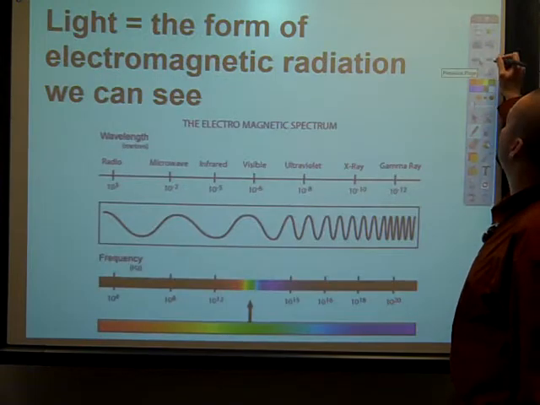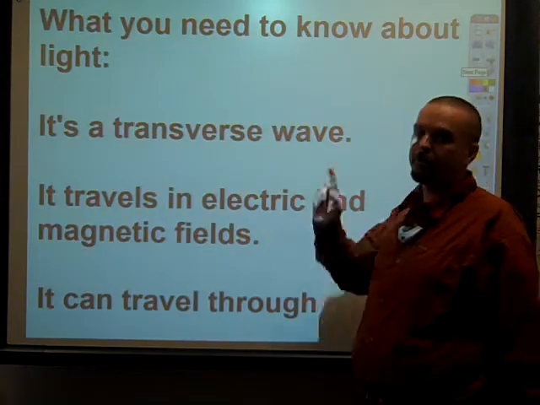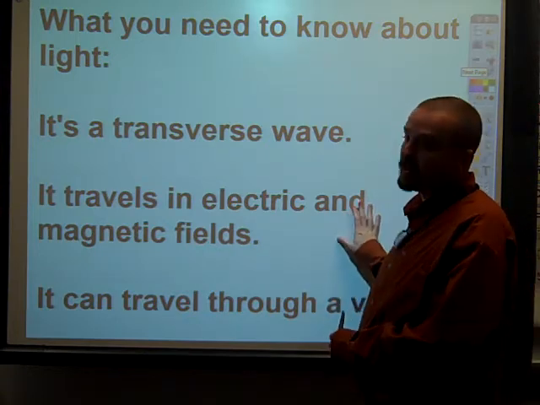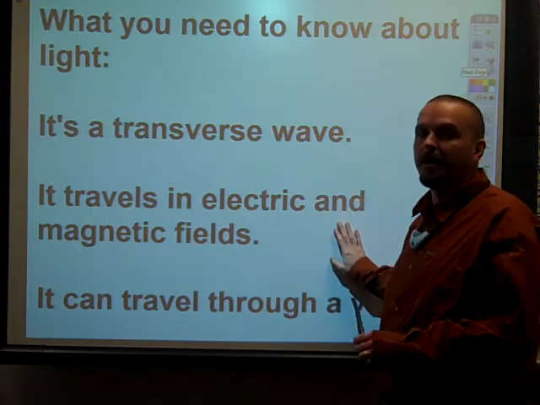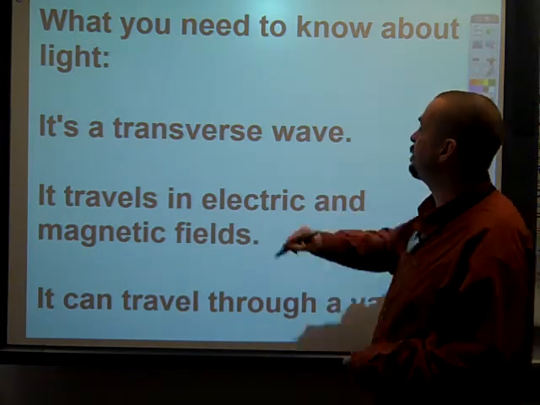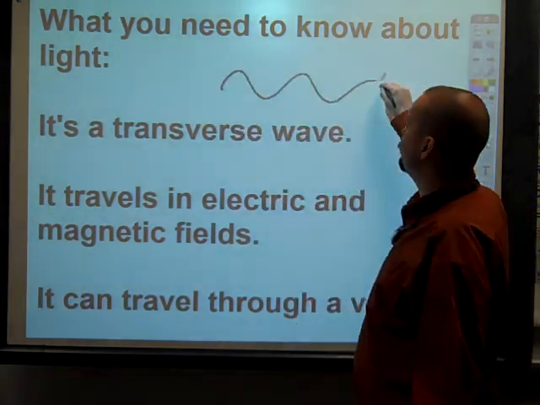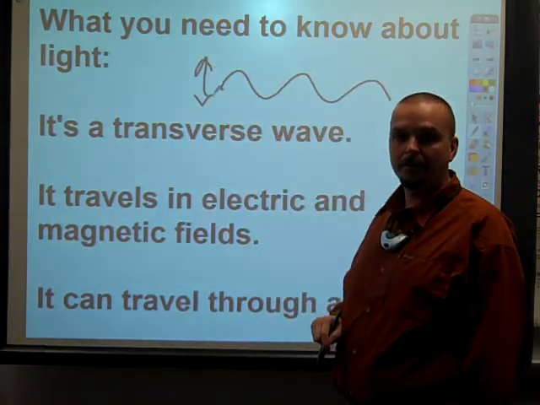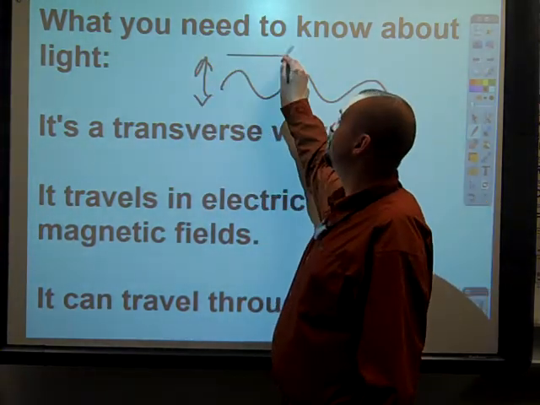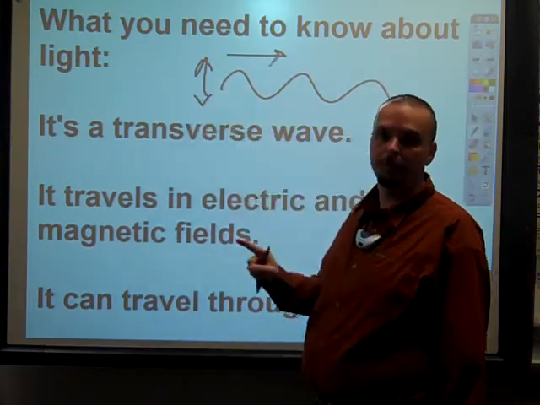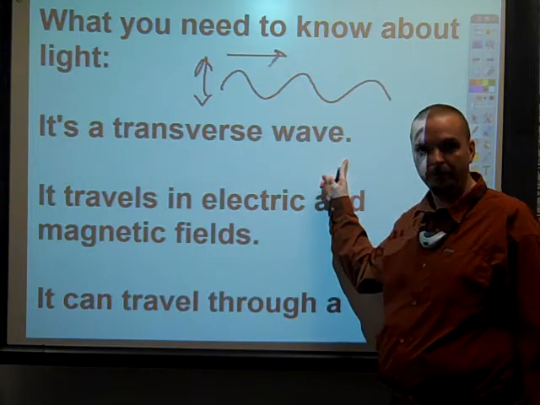There's some things you need to know about light. It is a transverse wave. Those are the perpendicular ones. They are vibrations in electric and magnetic fields. We're not vibrating matter this time. We're vibrating electric and magnetic fields. And it goes like that. The fields vibrate like this, while the wave moves like that. 90-degree angle. Perpendicular, transverse wave.